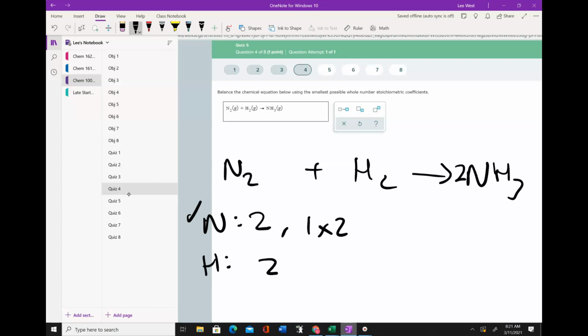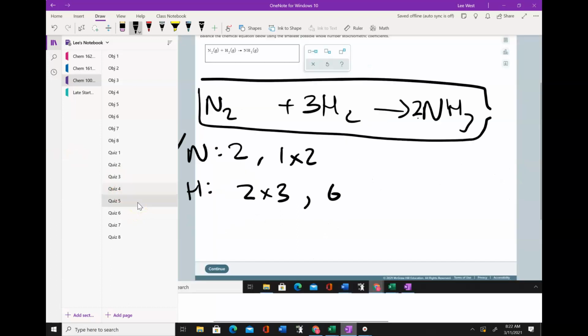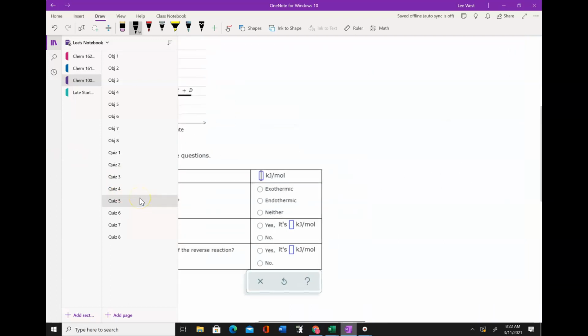And then hydrogens, I've got 2 on the left and I've got 2 times 3, 6 on the right. So I'm going to make that up to 6 by putting a 3 there. And now I am done. Not too bad at all. This is when we start moving into more complex problems, I'm sure of it.